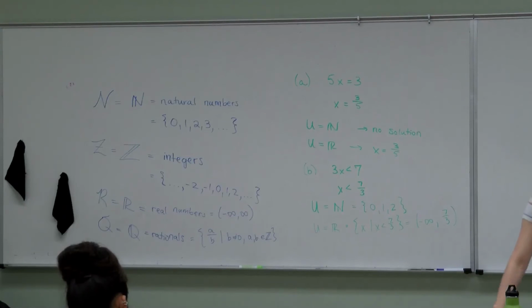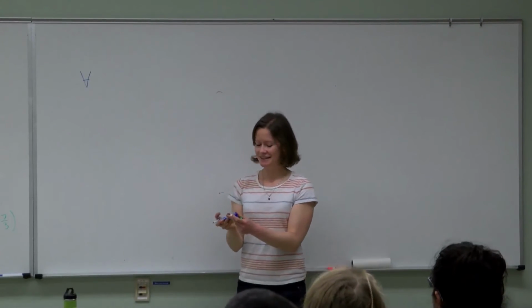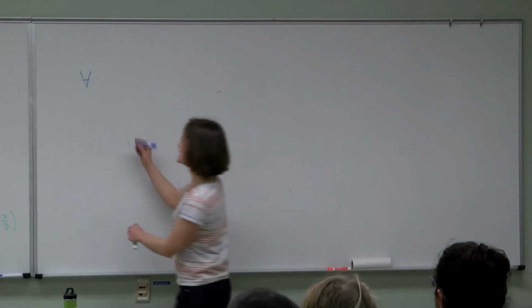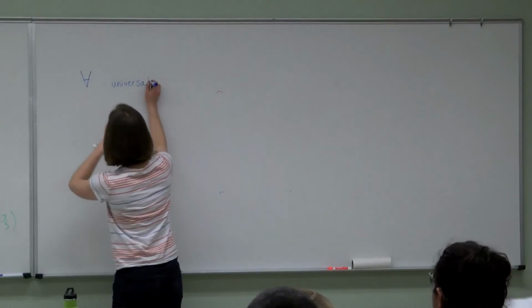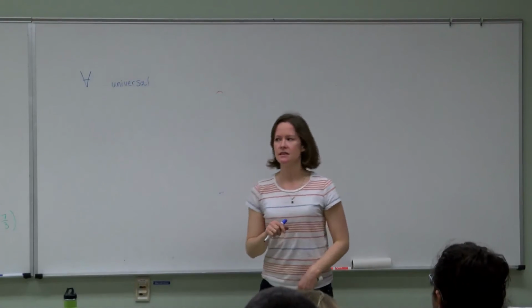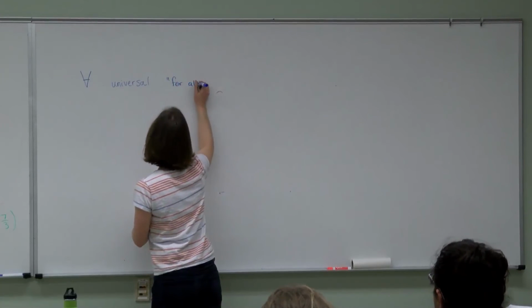All right, so let's look now at some quantifiers. So this came up on the quiz. What is this one called? Universal. It's the universal quantifier. And so when we see this, how do we read it? For all. For all, or maybe even for any.